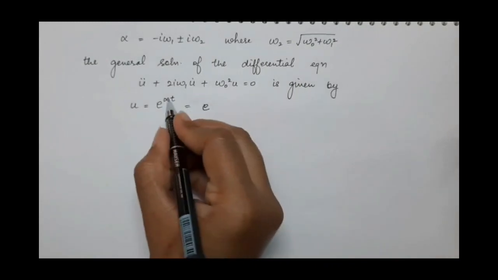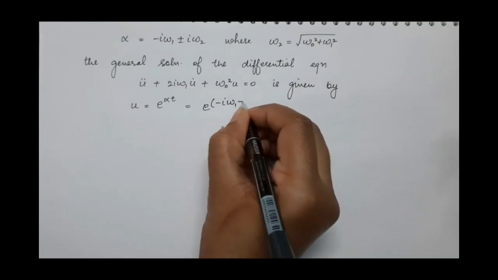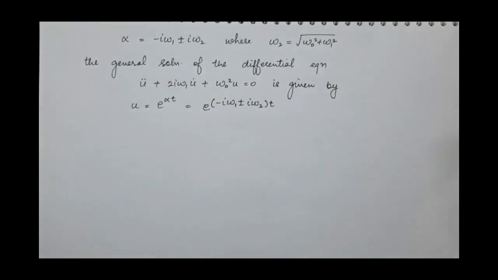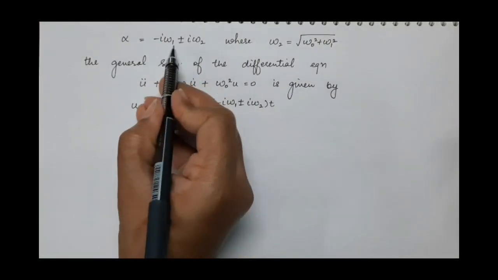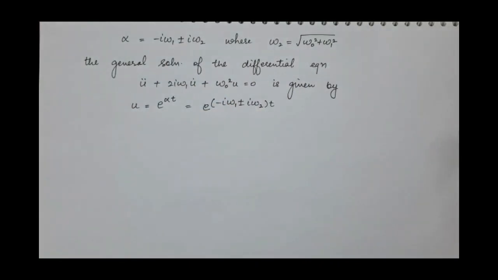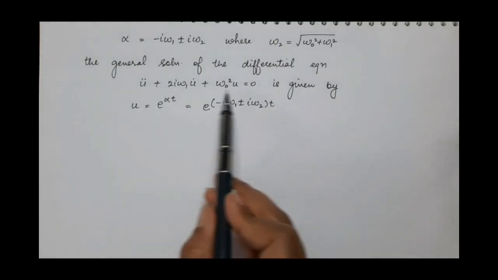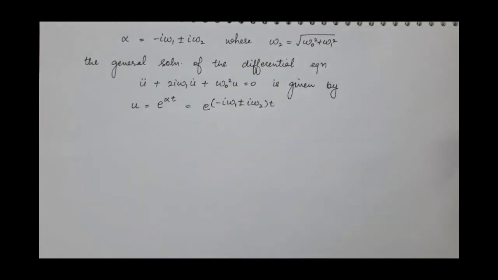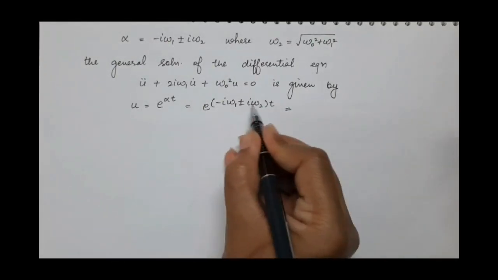So e raised to power alpha is equal to minus iota omega 1 plus minus iota omega 2 into t. Because there are two possible values of alpha, and both values of alpha, when put here, will act as a solution of this differential equation. So you can write that there are two solutions of this equation, and the total solution will be the linear combination of both.